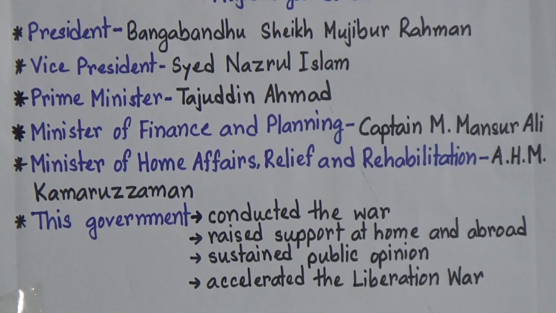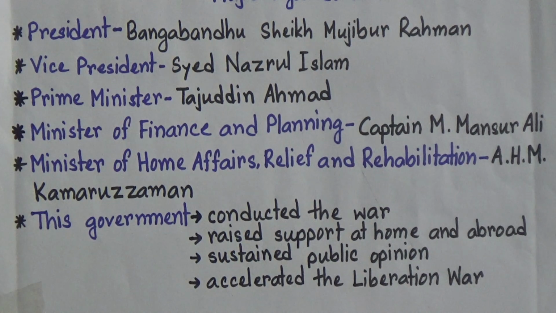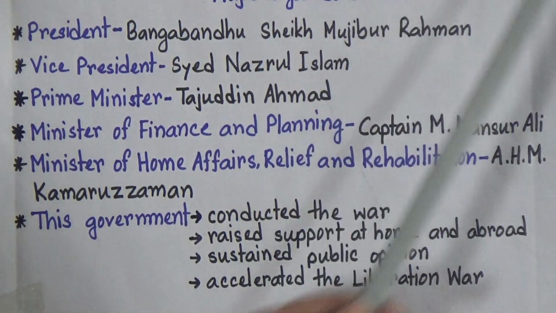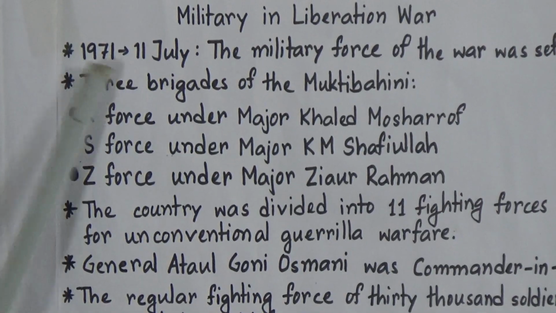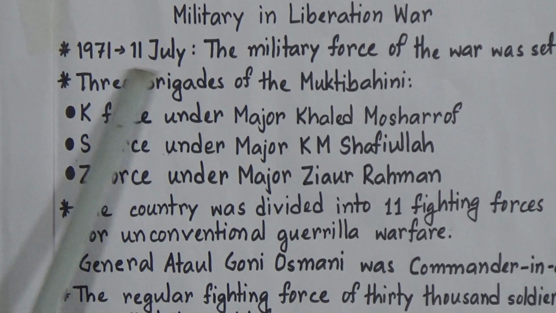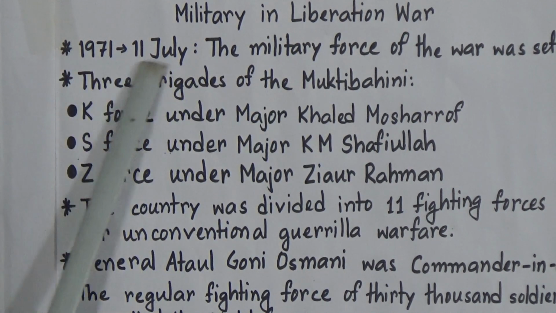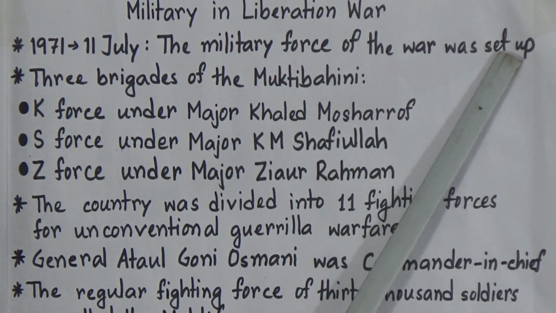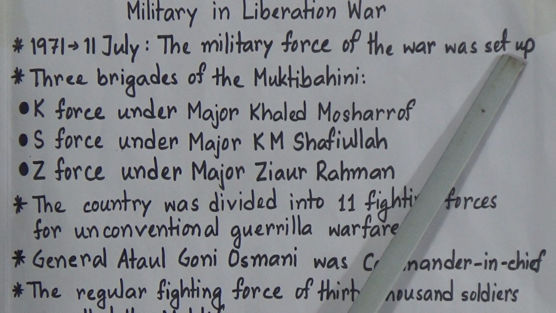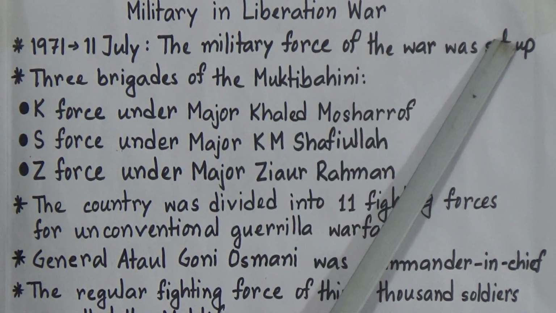Now we will go to lesson 2. That means page number 4, military in the liberation war. The military force was set up on 11 July 1971. Now look, on 11 July 1971 the military force of the war was set up, and this military force was called Mukti Bahini.